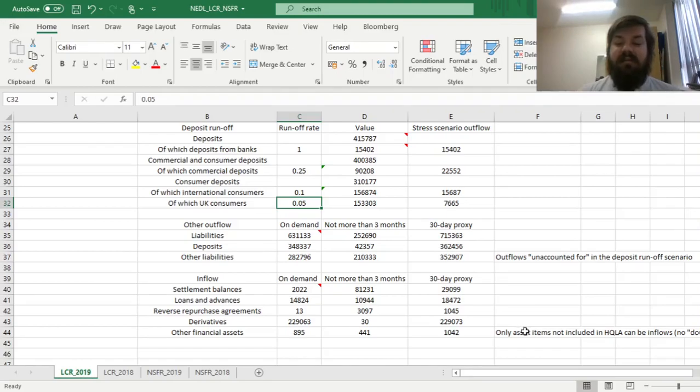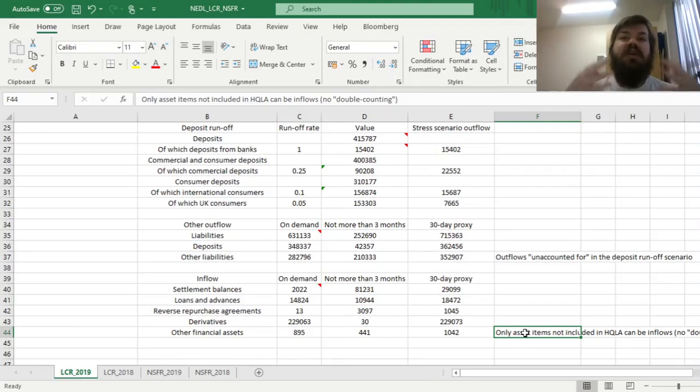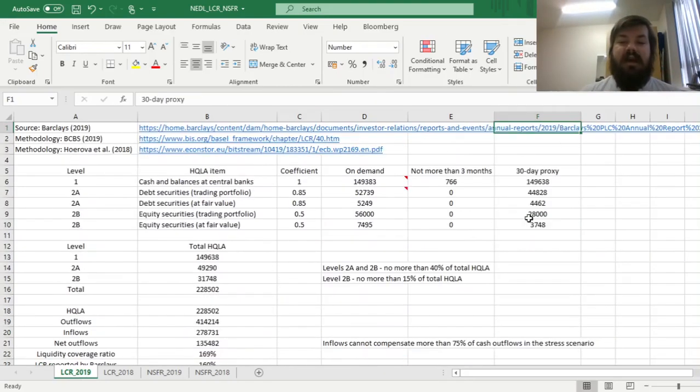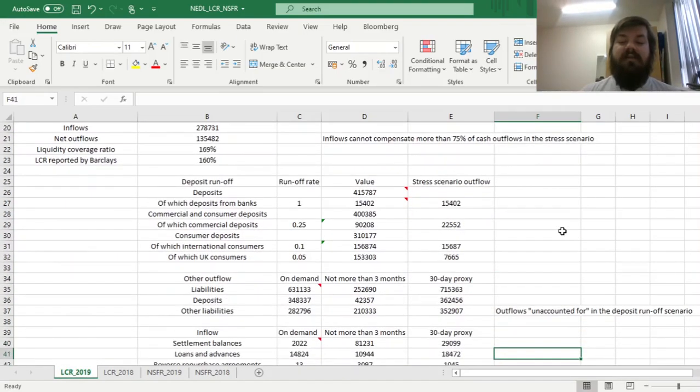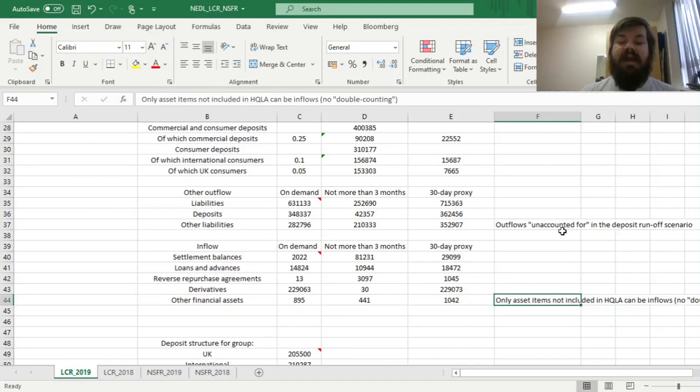Well, here it is important to avoid double counting. You cannot include assets that are qualified as HQLA that are already calculated in the top here as the basis for your inflow calculations. And that is something that banks are not permitted to do, to artificially inflate the liquidity coverage ratio and double count items in their liquidity pool, in their HQLA, and in their inflows.